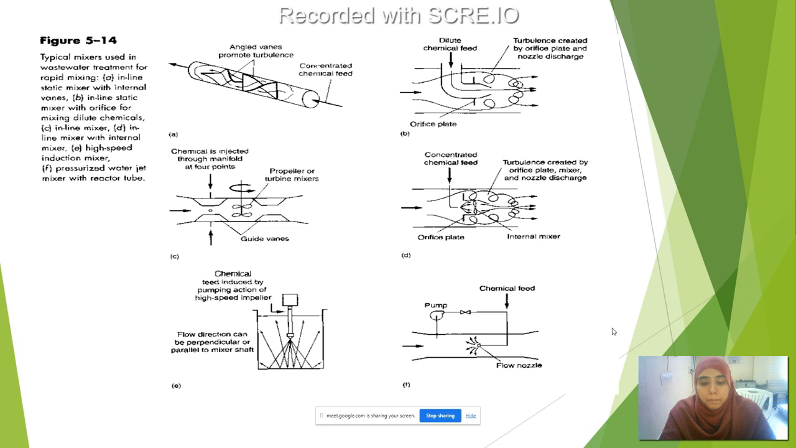The high operating speed of the impeller, that means 3450 rotations per minute, provides mixing of the chemicals that are to be added to the water by the high velocity of the fluid leaving the impeller of the mixing device.